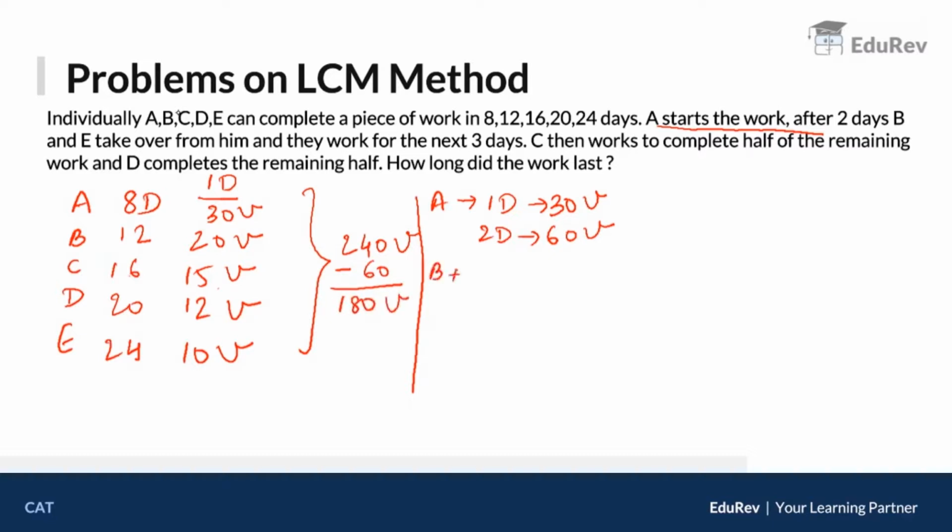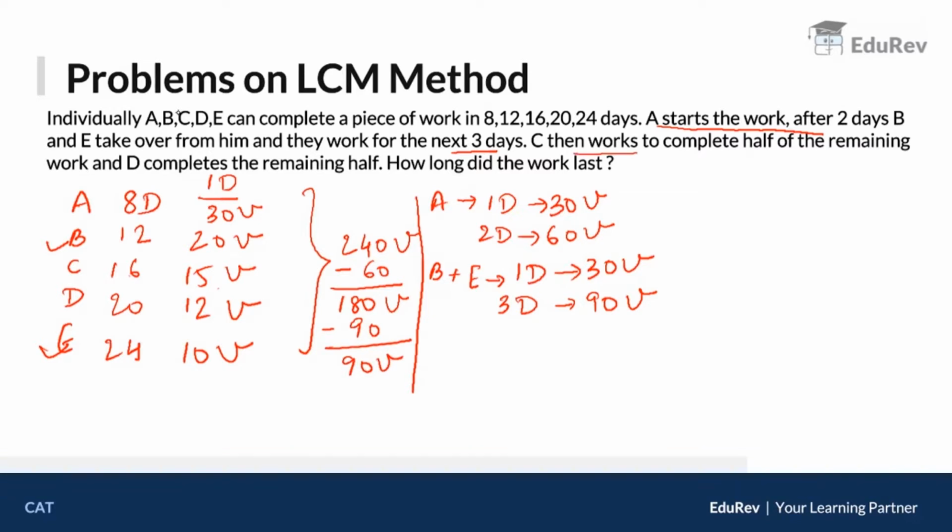Now B and E take over and they work for the next 3 days. Look, B and E together will be doing 30 units in 1 day because B is doing 20, E is doing 10, so total is 30. They worked for 3 days. So in 3 days they will complete 90 units. So out of 180, 90 is done. So you are left with 90 units.